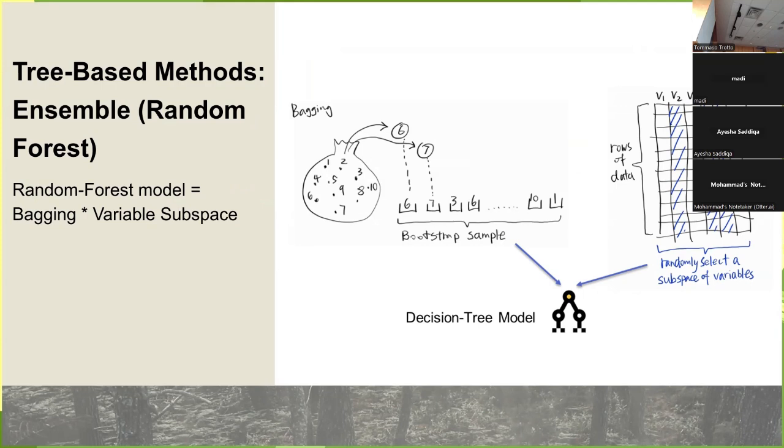So remember, we have these bootstrap samples. However, when we train the model, we don't use all the features. Suppose we have a tabular data set, we have many rows of observations and have variable 1, variable 2, 3, 4, 5, 6. And to train each decision tree model based on the bootstrap sample, we randomly select a subspace of the variables.